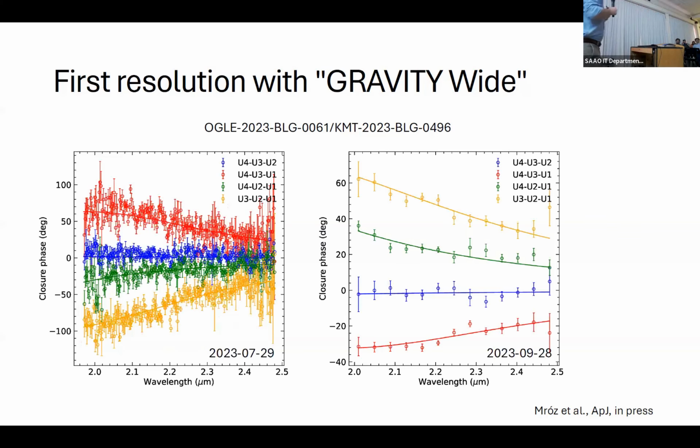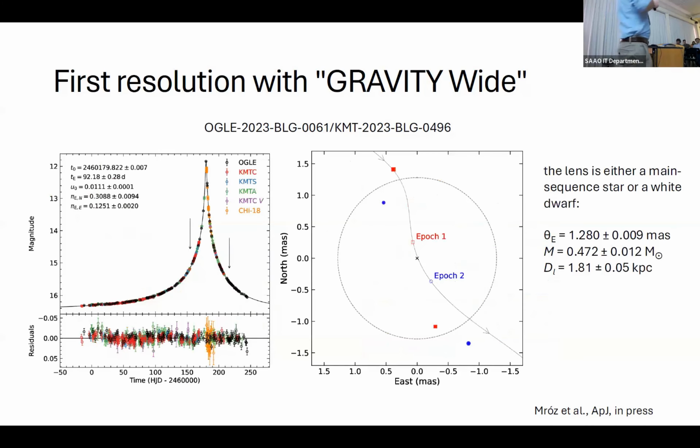In both cases, we were able to see the fringes. So based on that, we were able to resolve the microlensing images. We are able to model the fringes, and from that, these are our measurements. And from that, we could infer the Einstein radius, the mass of the lens, the distance to the lens. We could also infer the trajectory of the source star in the sky.